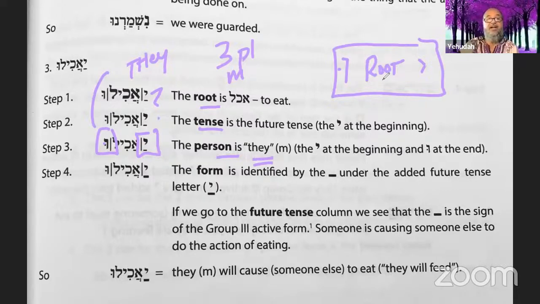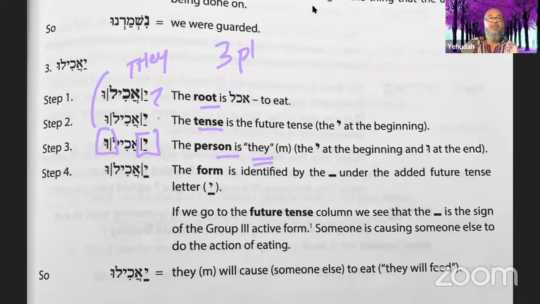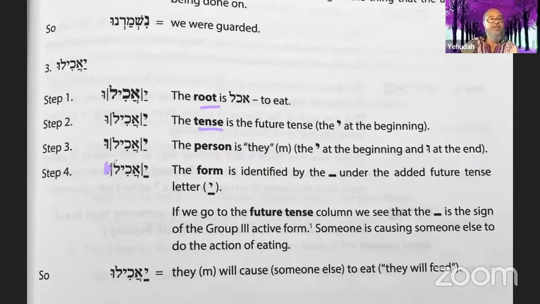Okay. Now they said, well, what about the form? So let's scratch everything that we have out, and then we'll find out what it is. Okay. So we know what that is. We got rid of this, and we got rid of this. All we are left with is a yod in the middle of this word. So is it in the present tense? Is it in the future tense? Where is it? Okay. What is it?